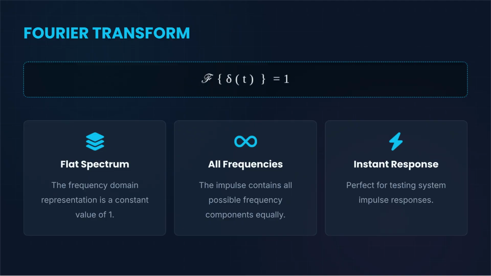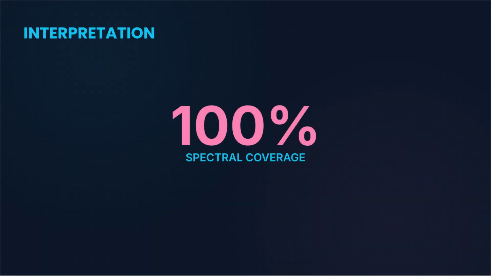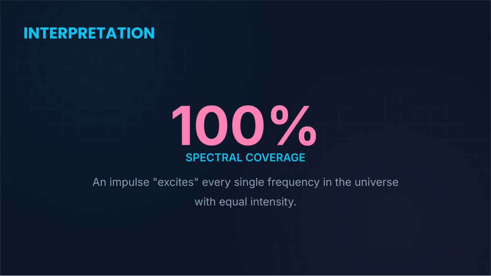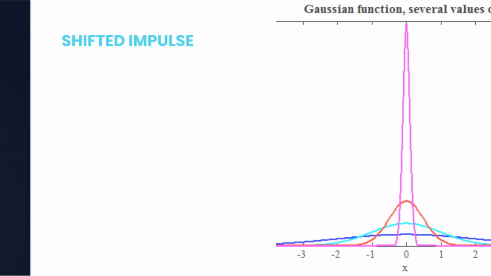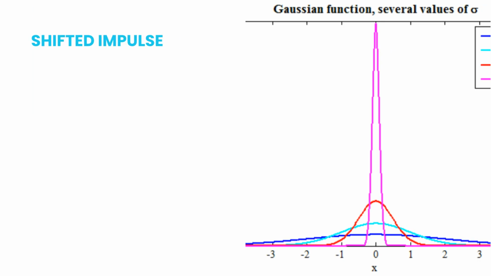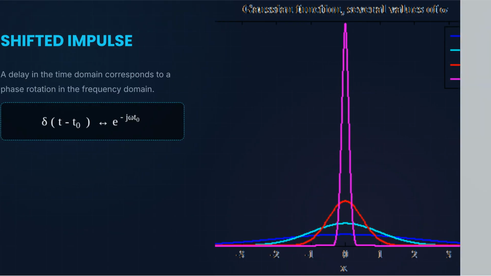This flat spectrum means the impulse contains all possible frequency components equally, making it perfect for testing a system's instant response. A key interpretation is that the impulse provides 100% spectral coverage. It effectively excites every single frequency in the universe with equal intensity. When we consider a shifted impulse, a delay in the time domain corresponds to a phase rotation in the frequency domain, as shown in the transform equation.